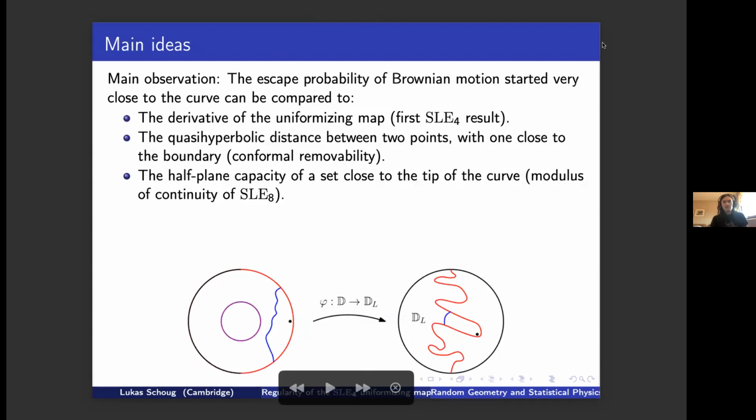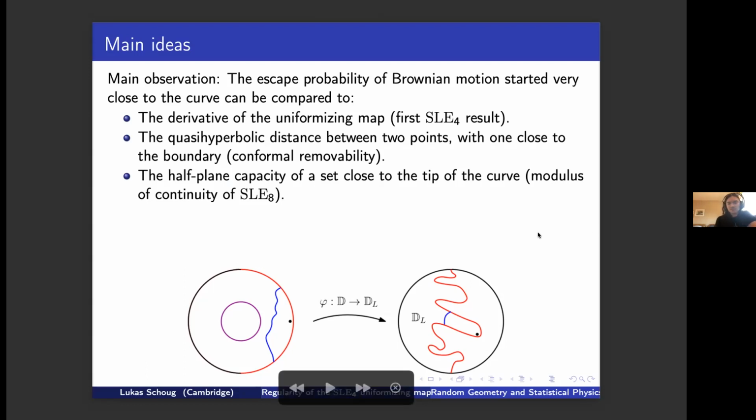Okay, so let's move on to the main observation. The main idea that we had was basically to use the escape probability of Brownian motion that started very close to the curve. And then we could relate this both to the uniformizing map, to the derivative of the uniformizing map. And then we could also relate it to the quasi-hyperbolic distance between 2 points, with 1 point very close to the boundary, as well as the half-plane capacity of a set very close to the tip for the SLE8.